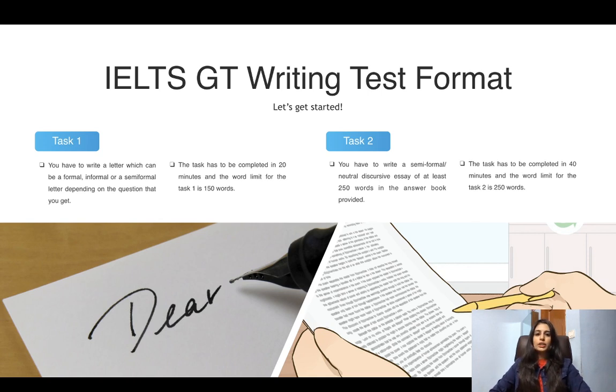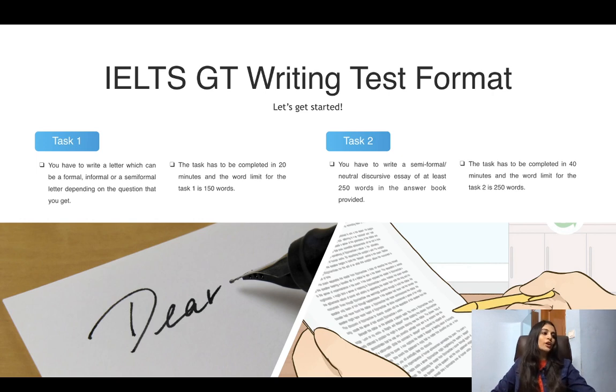Okay, so IELTS GT writing test format. First, we'll be focusing on the writing test format for the general training test. So, all of you who are going to prepare for the GT test, please listen carefully, be very attentive. In both the writing tests, be it for GT or for your academic test, there are two tasks which have to be completed in 1 hour. Task 1 has to be completed in about 20 minutes, and task 2 has to be completed in about 40 minutes, and you get a total of 1 hour to complete your writing test.